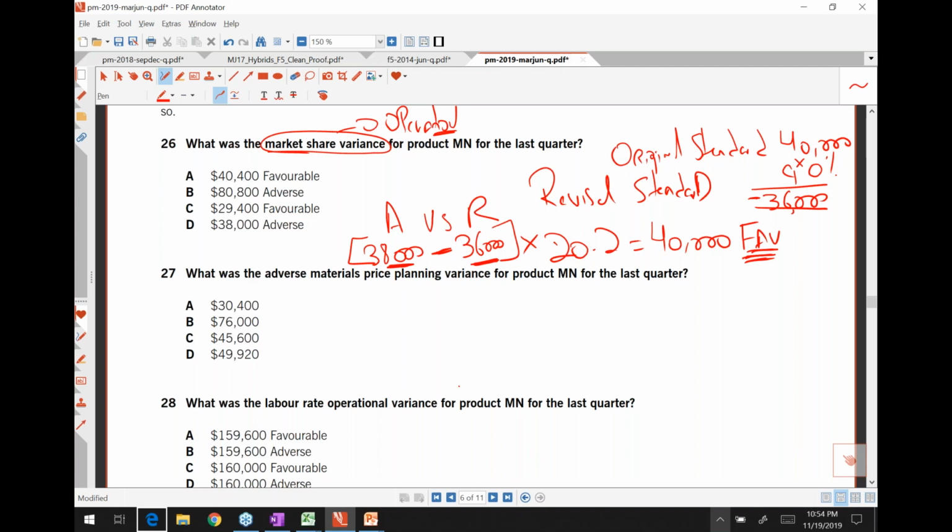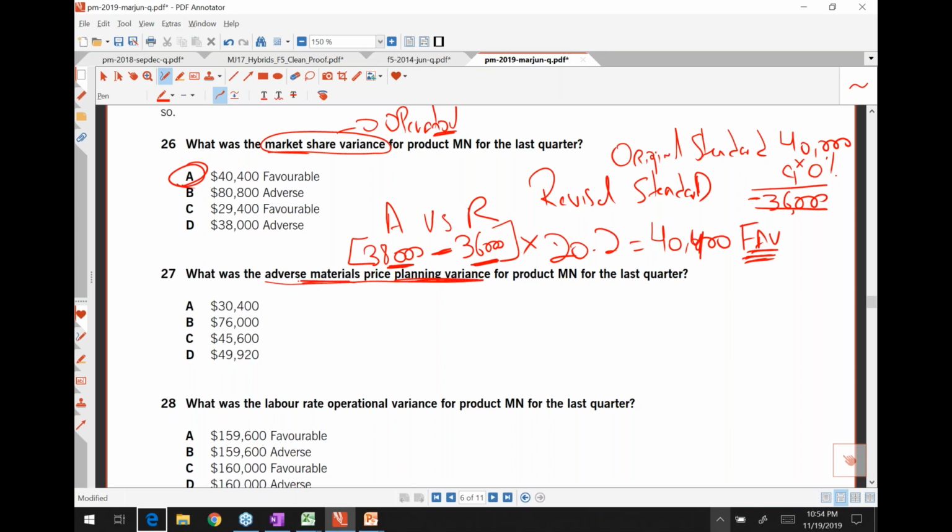Why contribution? I did mention before, it's marginal costing, my friend. So it's 40,400, right? And A is the answer. Okay, guys. Clear? So now it's time to work out adverse material price planning variance.